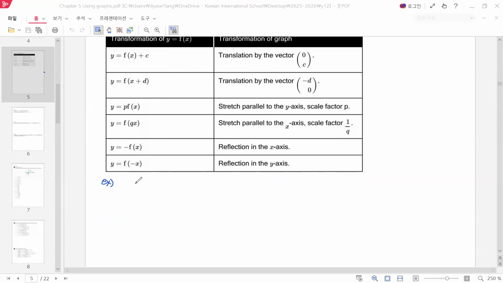Let's find a simple example. There is a function y equals f(x). Find the new equation after translation by the vector (minus 2, 3). Okay, then you should substitute x plus 2, change the sign. You should substitute y minus 3. Then convert y minus 3, convert x to x plus 2. Then it's y equals f(x plus 2) plus 3 is the new function.